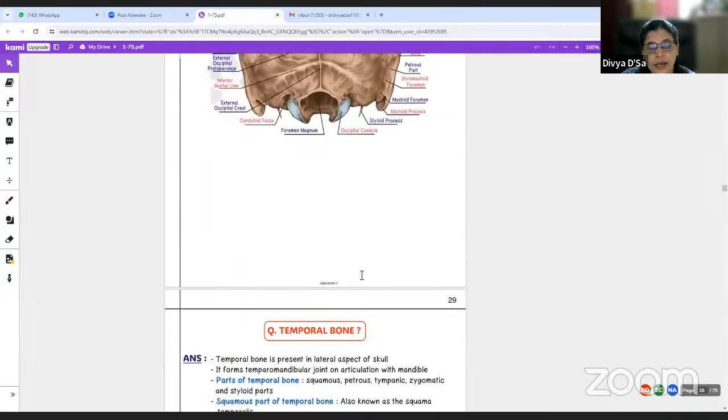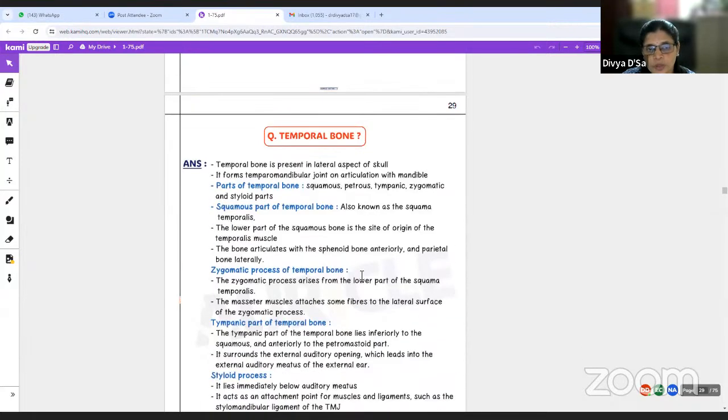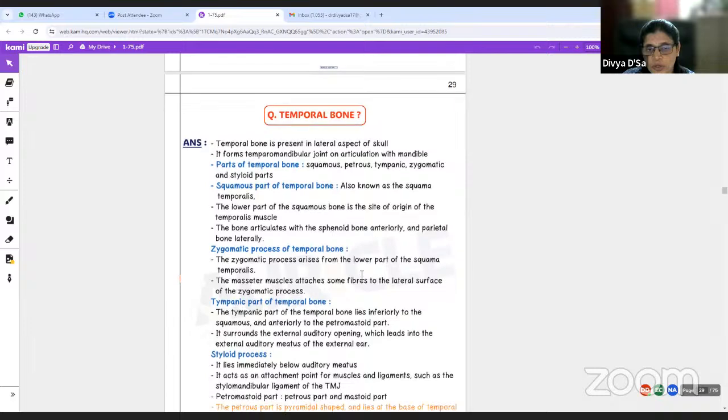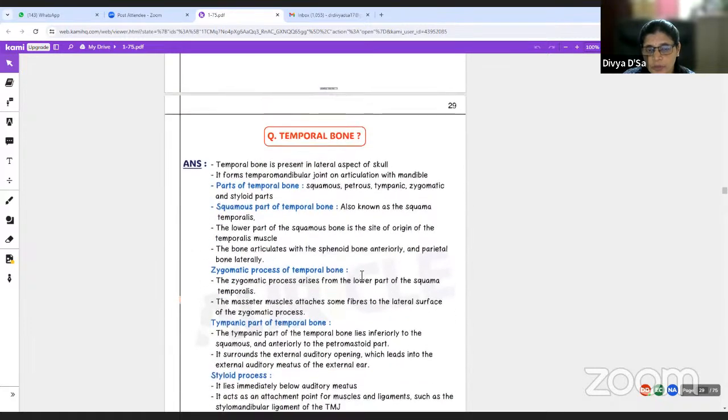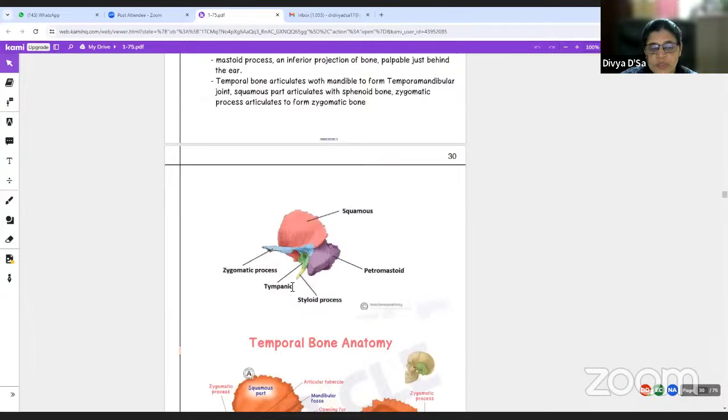Then we move on to the temporal bone. The temporal bone is present in the lateral aspect of the skull. It forms a part of the temporomandibular joint. This temporal bone has 4 parts. Which are those parts? Squamous part, petrous part, tympanic part, and the zygomatic, as well as the styloid parts. Squamous means flat, so that is known as the squama temporalis. Here, if you see, this is the squamous part, this is the tympanic part, this is the zygomatic part, this is styloid, and this is the petrous part.